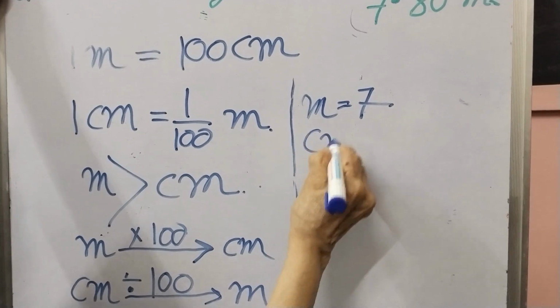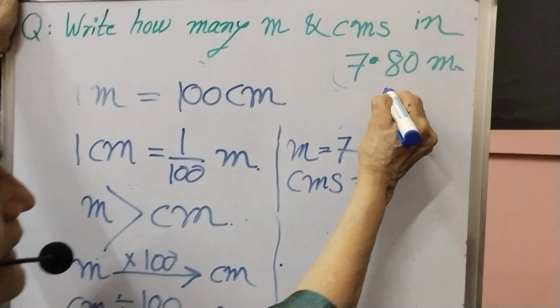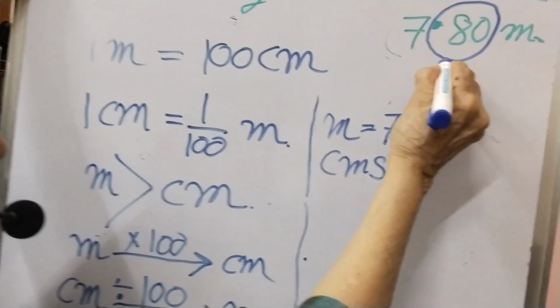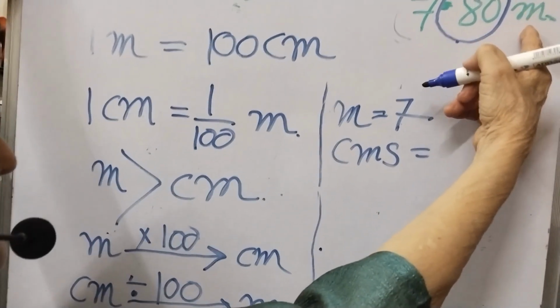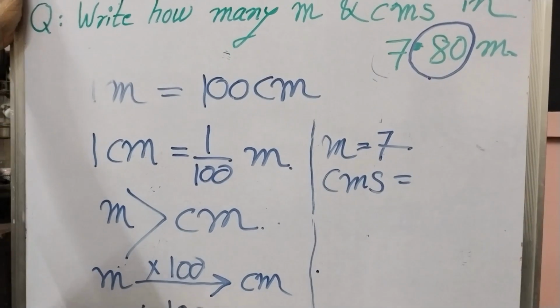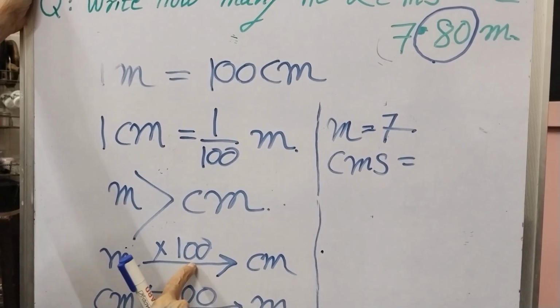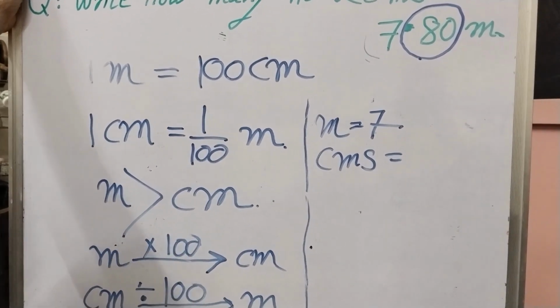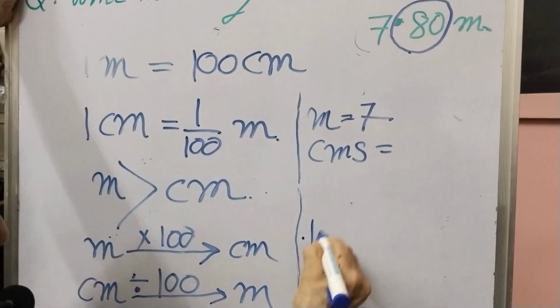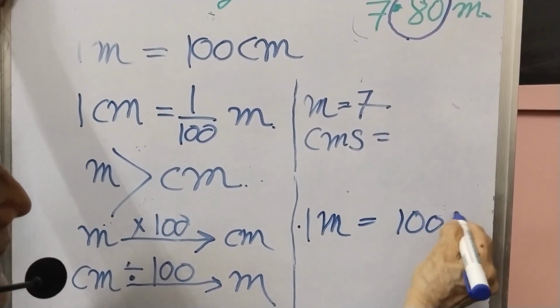Now how many centimeters there are, that we will have to find out. Here this part is given in meters, and from meters it has to be converted into centimeters. That means we will have to multiply it by 100. So how do we do it? 1 meter is equal to 100 centimeters.